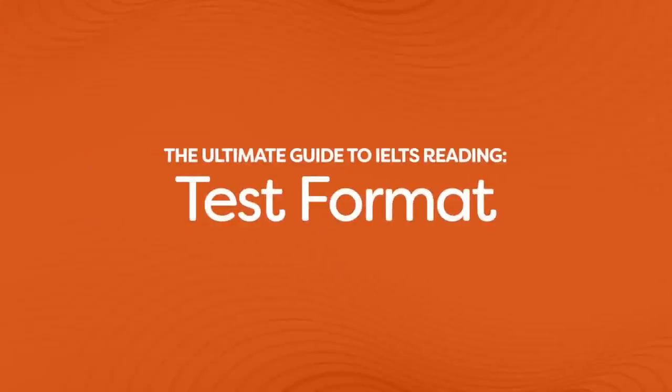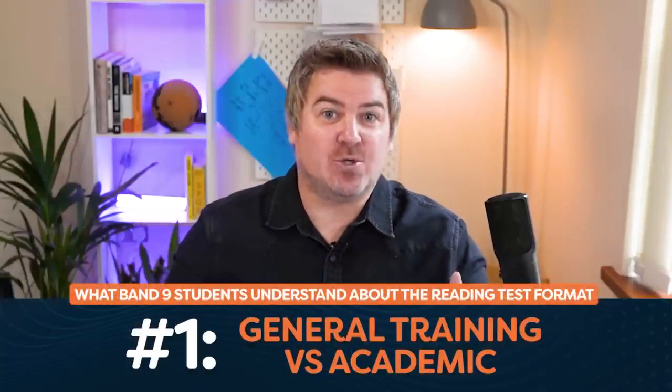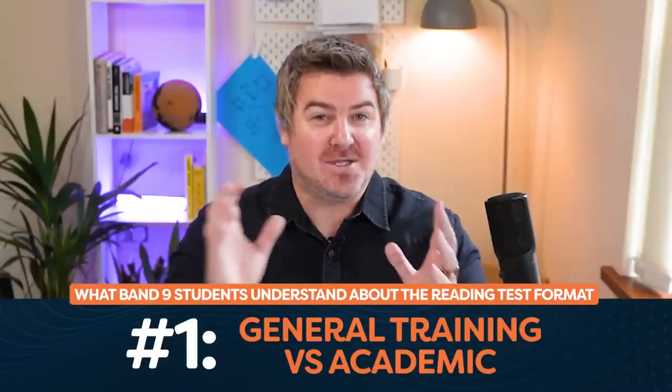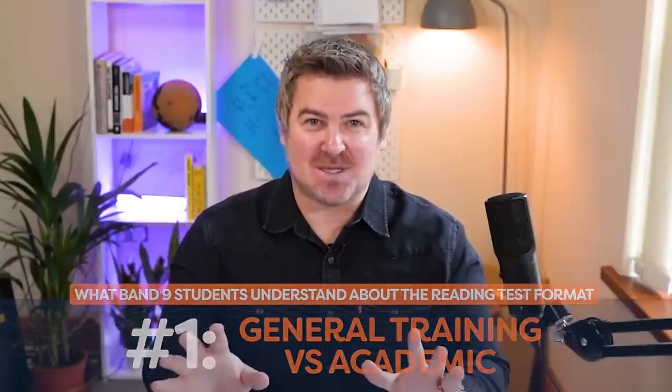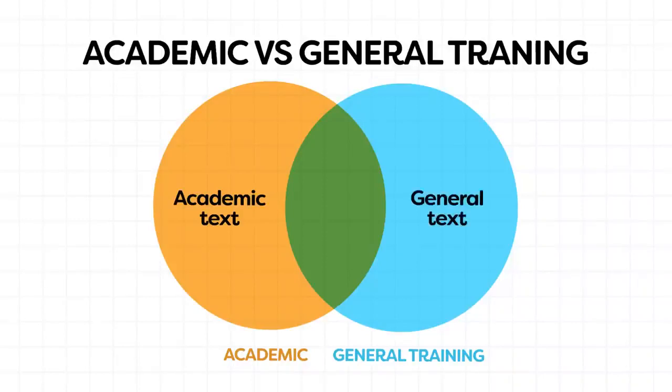So let's start off by talking about the IELTS reading format. One thing that Band 9 students who get a Band 9 in reading understand is that general training and academic are the same but different. What does that mean? One of the key differences is that on the academic test, you will get academic texts. These will be the kind of texts that you would find in a university textbook. And general training students don't have academic texts, they have general texts. These could be any text that you find in everyday life.